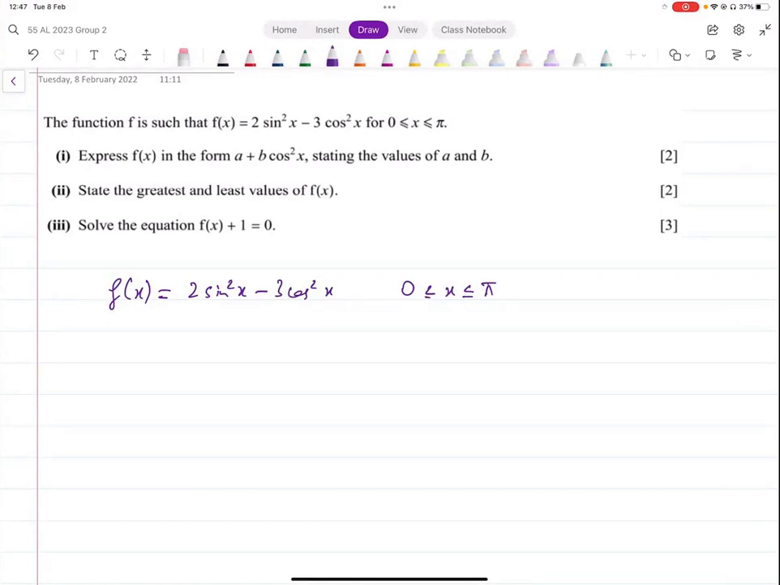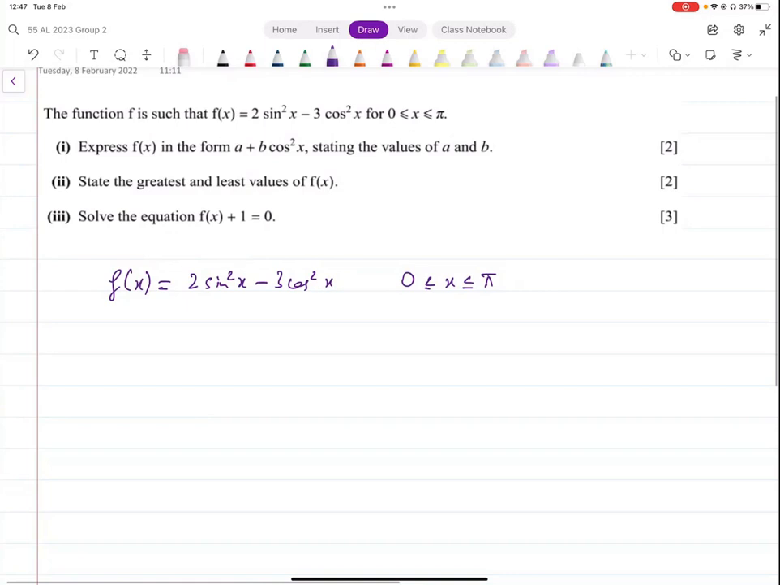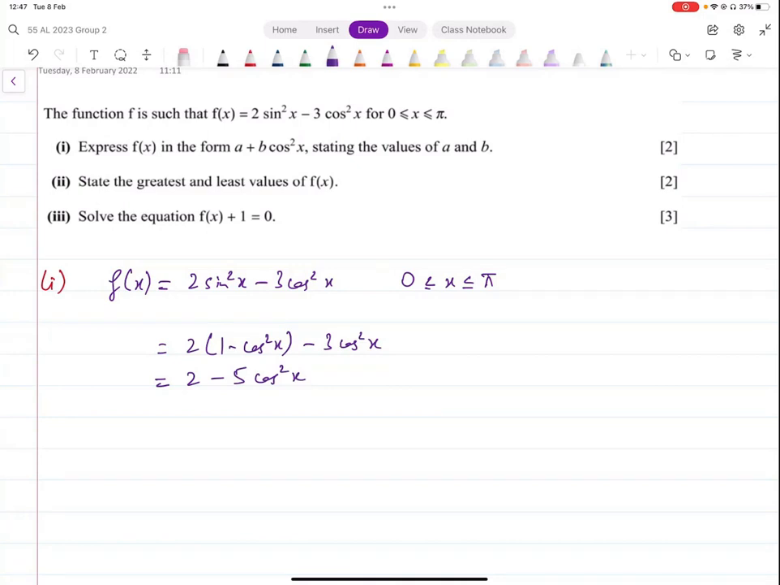We have to express first of all f of x in the form a plus b cos square x. इस फॉर्म में रिप्रेजेंट करना. ठीक है, क्या मतलब? साइन स्क्वायर की जगह आपने cos square लेकर आना है किसी तरह से. So what can you do? You can just replace sine square with 1 minus cos square. So this is 2 into 1 minus cos square x minus 3 into cos square x. You simplify this, you get 2 minus 5 cos square x. Okay, इस फॉर्म में आपने रिप्रेजेंट कर दिया उसको. That's the first part. Sine square को आपने eliminate करना था.